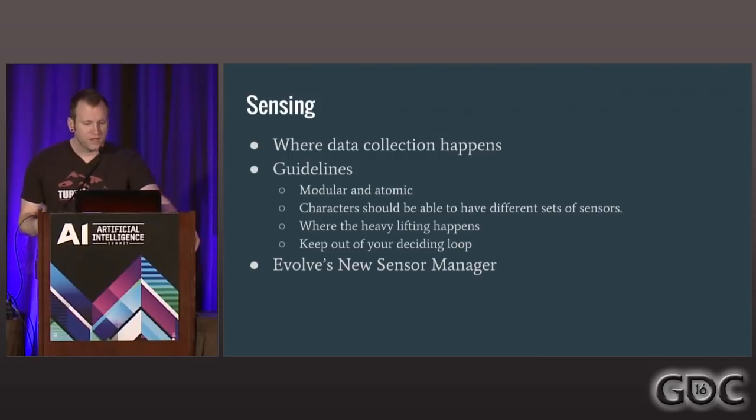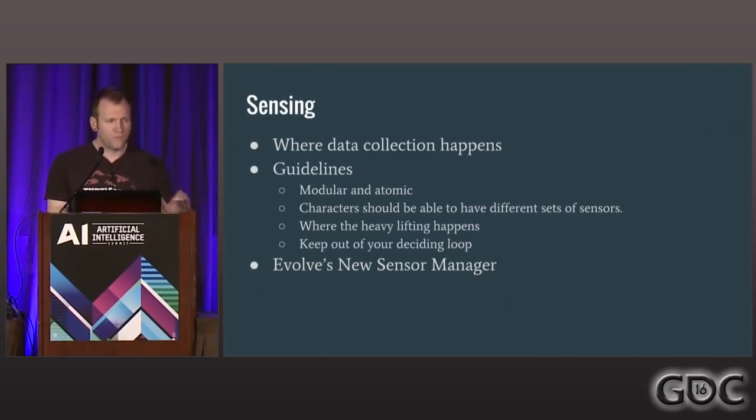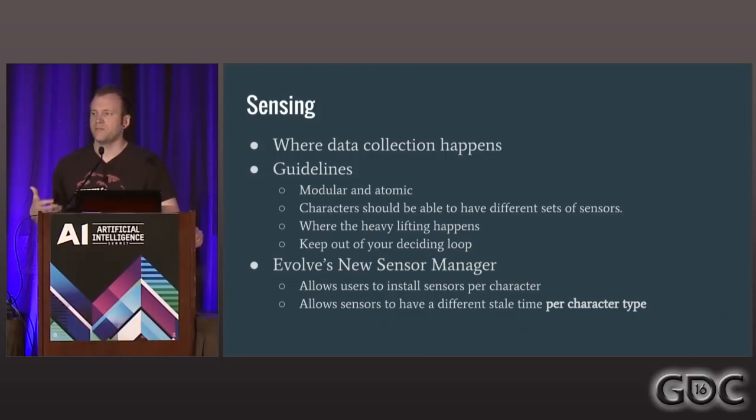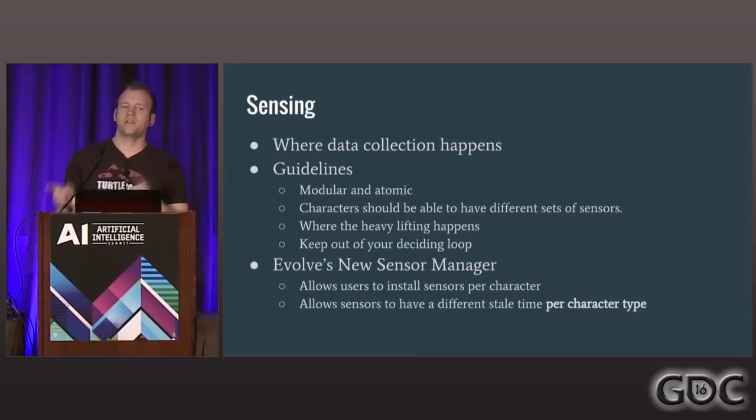For Evolve, we ended up making a new sensor manager to give us a formal and really easy place to do our sensing work. It allows us to install sensors per character type. It allows sensors to have a different max stale time per character type, meaning this is how long the sensor can go without getting an update. This is great because it shows the importance of that sensor to that character type.